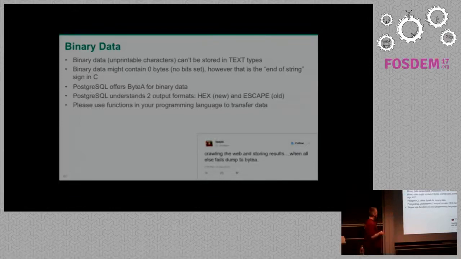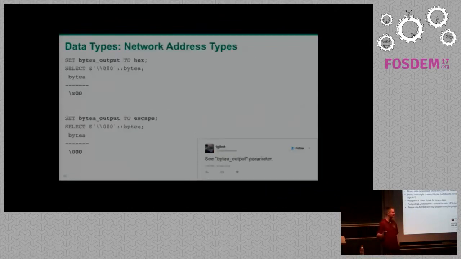Well, all the programming languages we have, like Python, Perl, Java, whatsoever, they all have functions to handle binary data. I'm not showing any examples here of how you can transfer binary data in a database. Please look up the documentation for the programming language you have. There are functions to store and retrieve binary data from a bytea column. Please don't try to write your own parser. I've seen this.